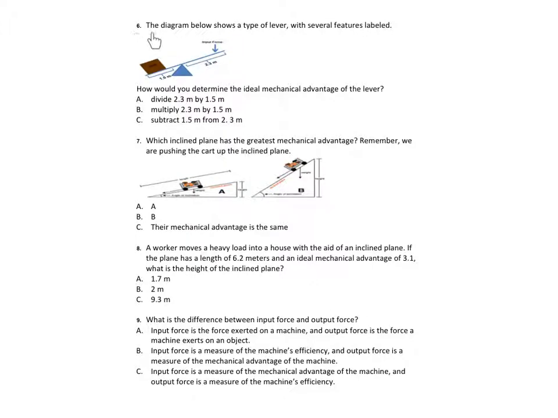Number 6. The diagram below shows a type of lever with several features labeled. How would you determine the ideal mechanical advantage of the lever? A. Divide 2.3 by 1.5 meters. B. Multiply 2.3 meters by 1.5 meters. C. Subtract 1.5 meters from 2.3 meters.